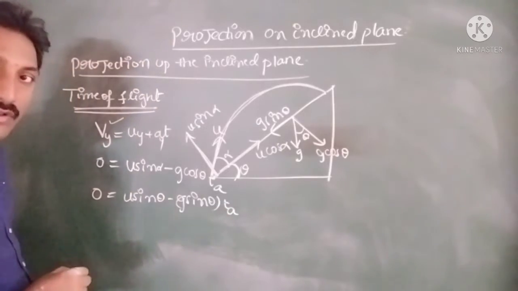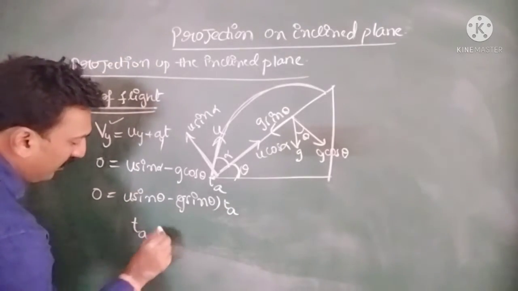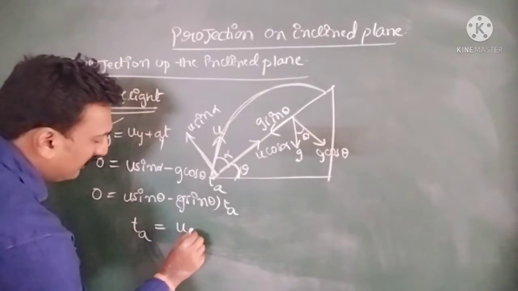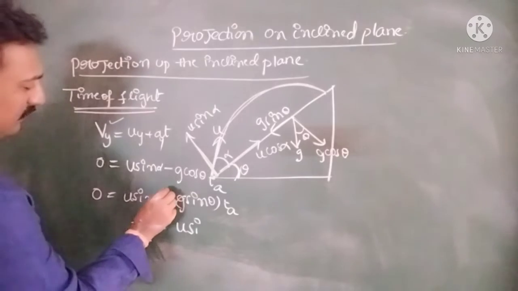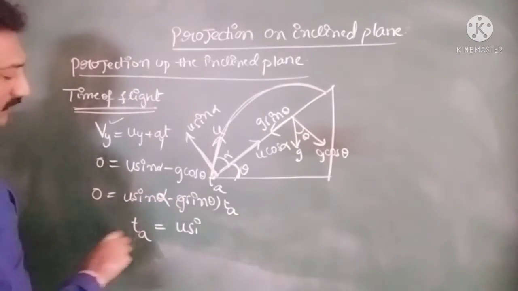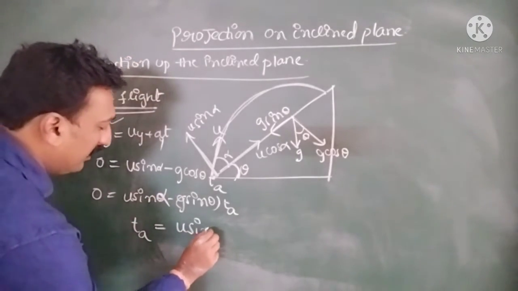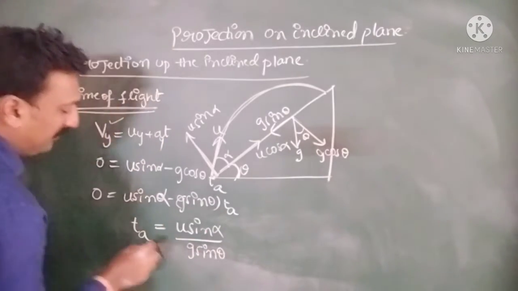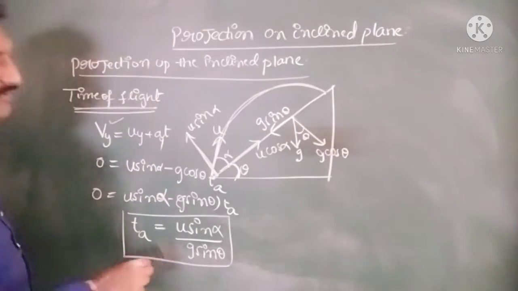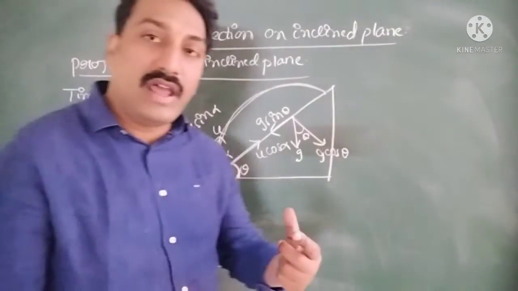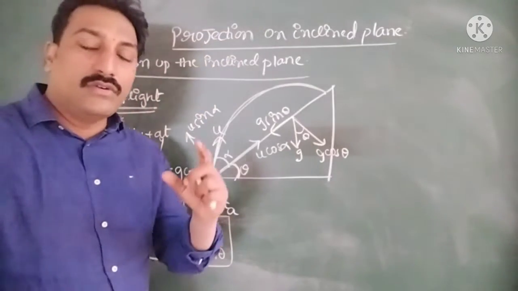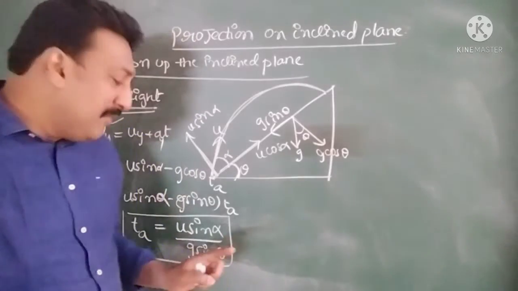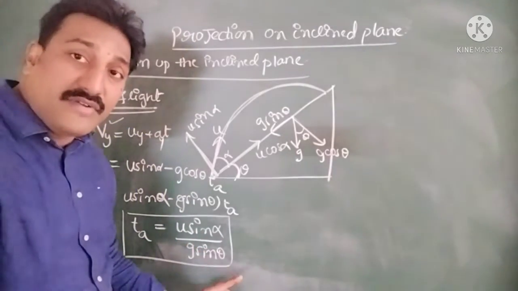So what is the value of t sub a you are getting here? The value of t sub a will be nothing but u sine of alpha divided by g cos theta. This is the value of time of ascent. As we know in kinematics, also in your earlier classes you have learnt, time of ascent and time of descent both are equal. So time of ascent here is u sine of alpha divided by g cos theta.